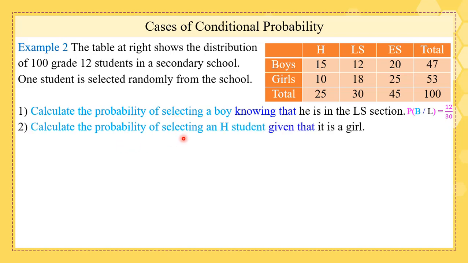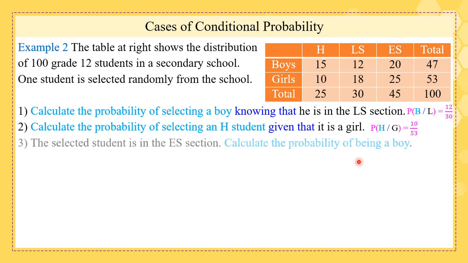Now calculate the probability of selecting an H student given that it's a girl. This is similar to part 1. Now this would be the probability of H slash G. Remember, given that is the same as knowing that, and it is translated into this slash, and this is a conditional probability. So we come to the girls section, which is the second row here, and from the girls section we need to select a humanities girl, so it will be 10 over 53.